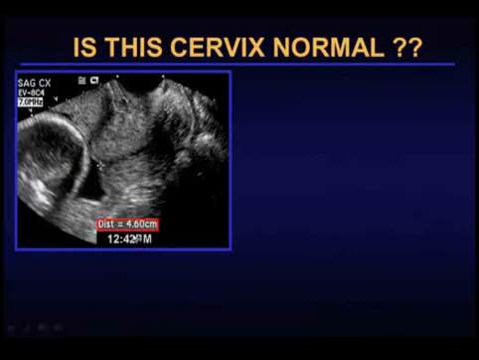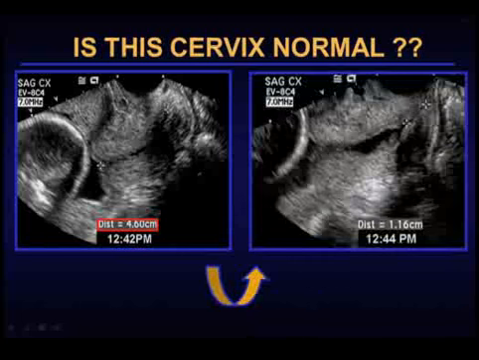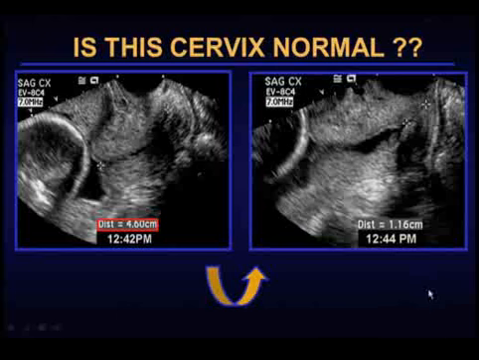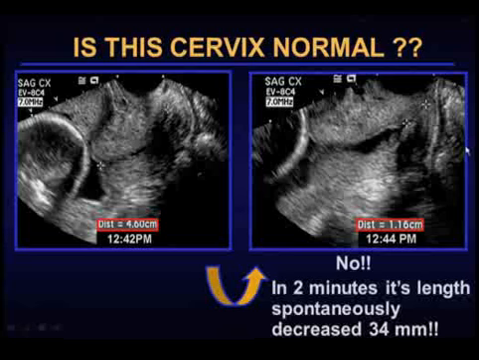What about this patient? This cervix looks fine. It's more than 4 centimeters long. Looks great. But now, within a period of just a couple of minutes or so, her cervix has shortened greatly. And what's going on here? In 2 minutes, it spontaneously decreased. She was having a contraction. She had an irritable cervix. So be aware of this.